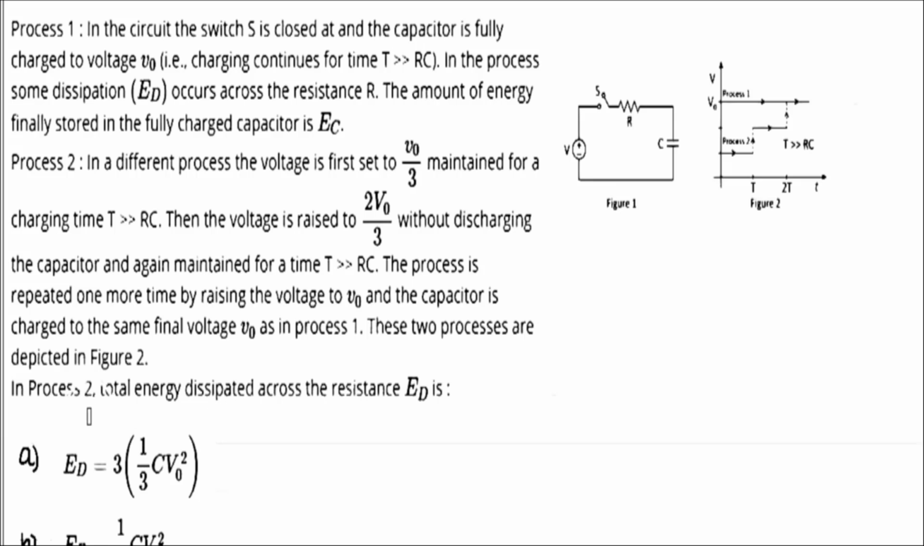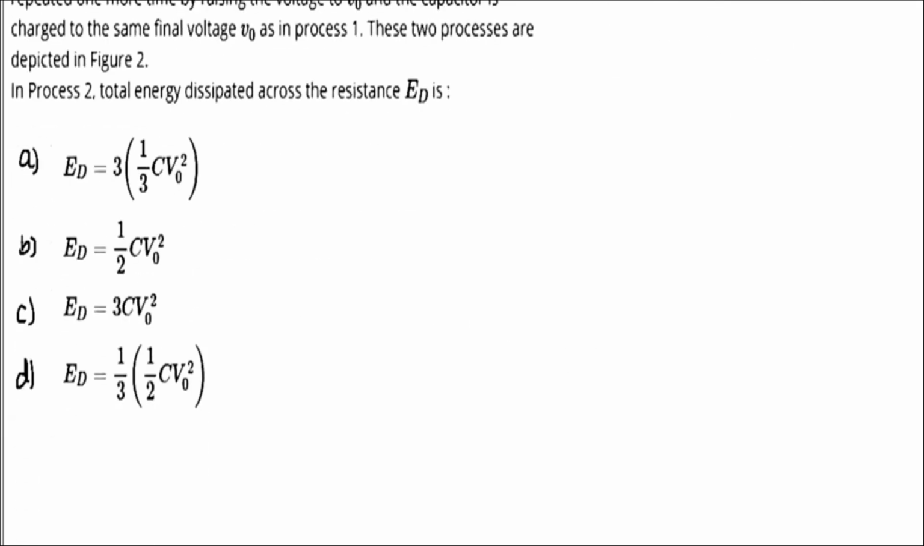Now what do we need to find? We need to find, in process 2, the total energy dissipated across the resistor, ED. We also need to find the total amount of energy dissipated across the capacitor. Now we can do it in multiple ways.